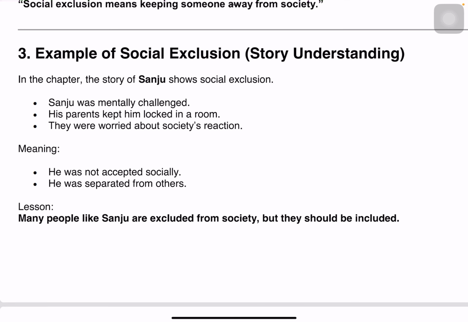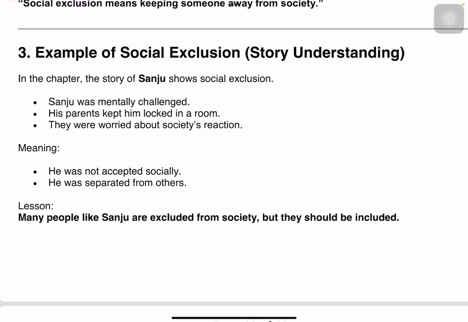Example of social exclusion: in this chapter, the story of Sanju shows social exclusion. Sanju was mentally challenged. His parents kept him locked in a room. They were worried about society's reaction, meaning he was not accepted socially. He was separated from others.